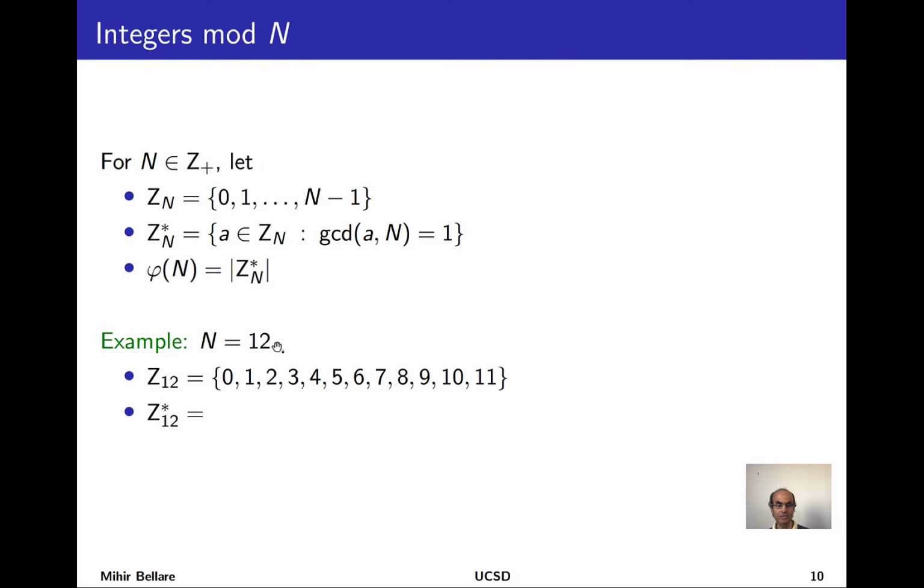For example, if n is 12, well, Z12 is just everything from 0 to 11. What is Z star 12? Take all these numbers, throw away anything with a common divisor with 12, meaning throw away anything that has a factor of 3 or 2 in it. What will that leave us with? Well, 0 is gone because 12 divides 0. 1 is fine. 2 divides 12, not okay. So does 3 and 4. 5 and 12 have no common divisor, so 5 is okay, and so forth. What is phi of 12? The size of this set, so it would be 4.